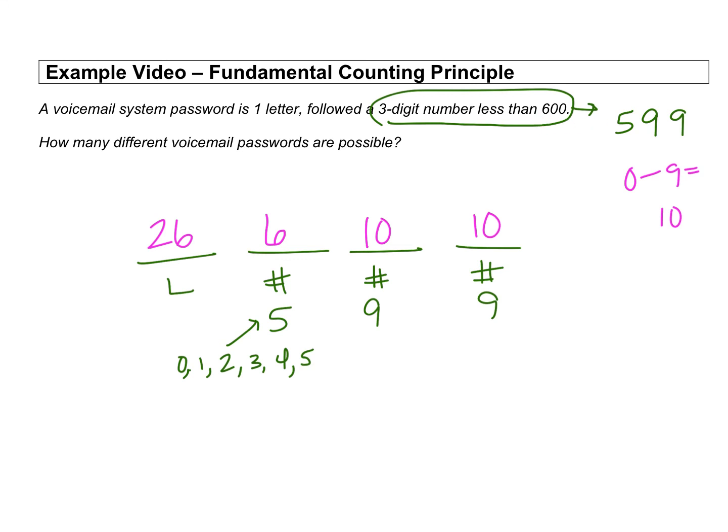So the fundamental counting principle says just multiply those together. So 26 times 6 times 10 times 10. We would definitely grab our calculator on that and get 15,600 different voicemail passwords.